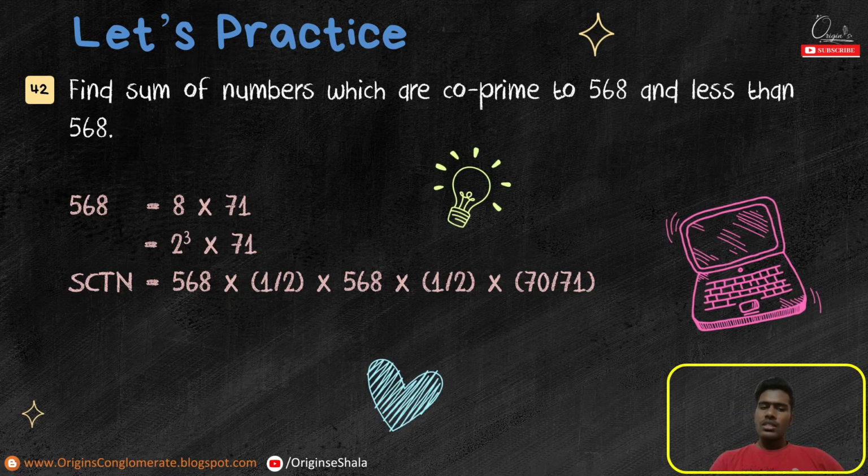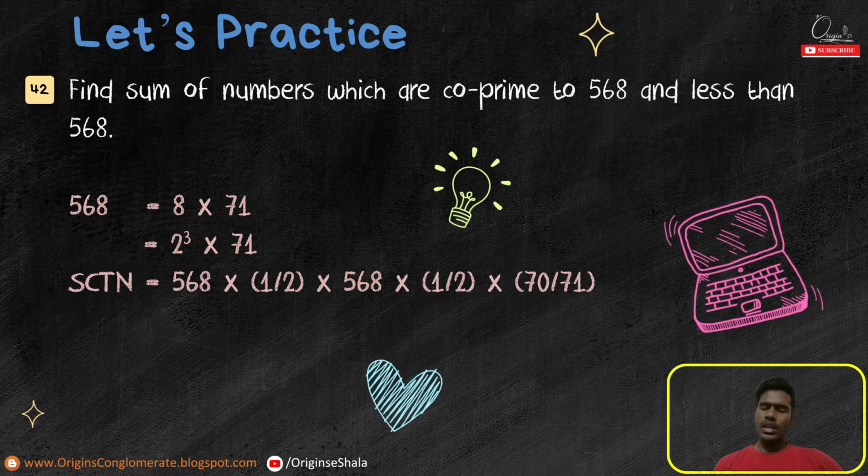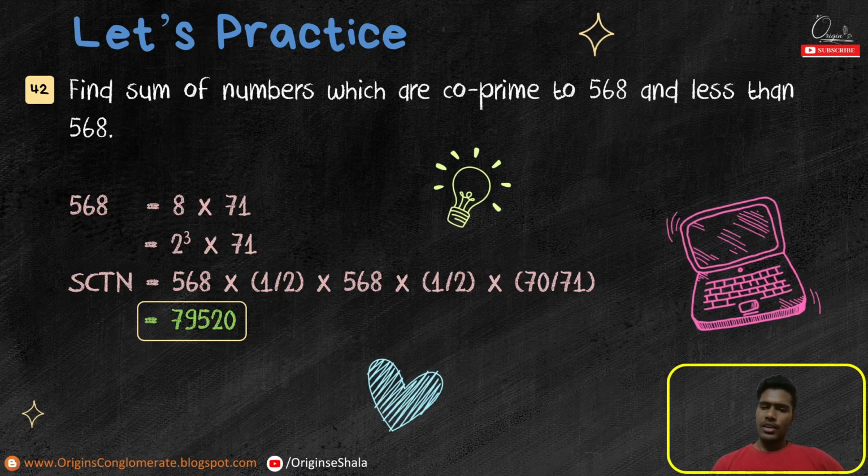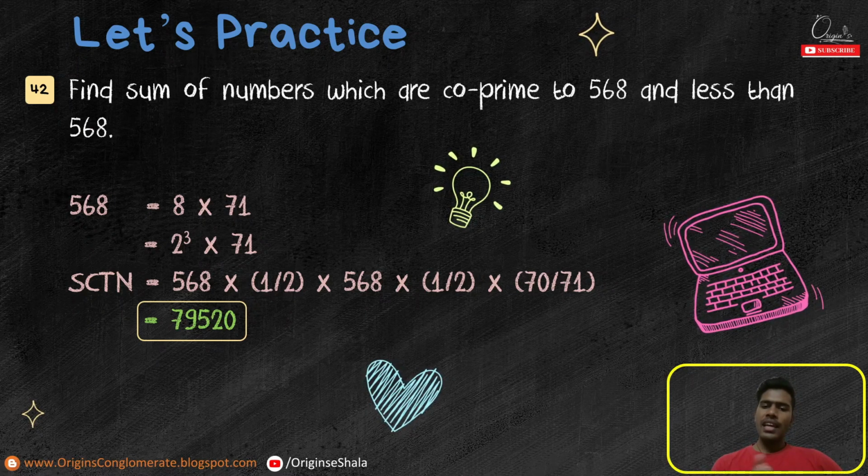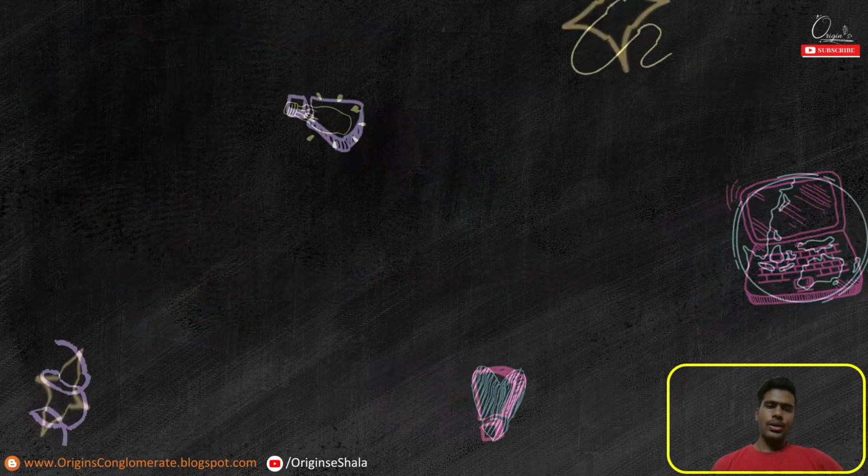So CTN was 568 into 1 by 2 into 70 by 71, and I added the step of again 568 into 1 by 2. That's also one way you can shorten the steps, or if you are confident, you can directly do this. That will leave us with 79520. And of course, I am expecting you not to see the solution directly, but to pause the video once the question is visible, try it yourself, and then tally your answers.